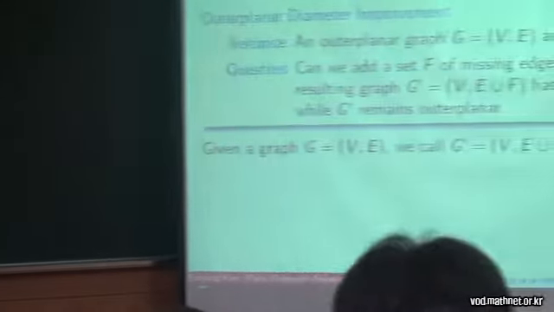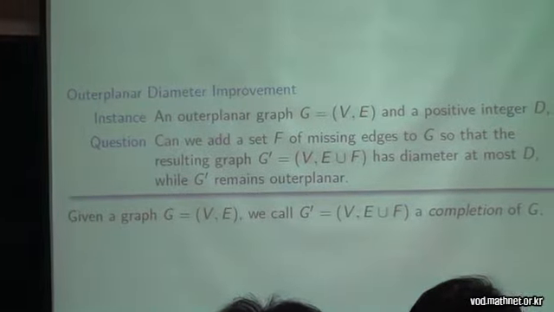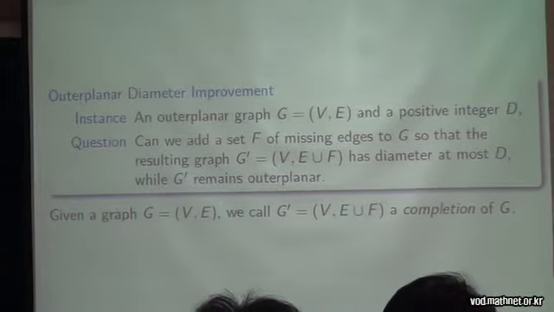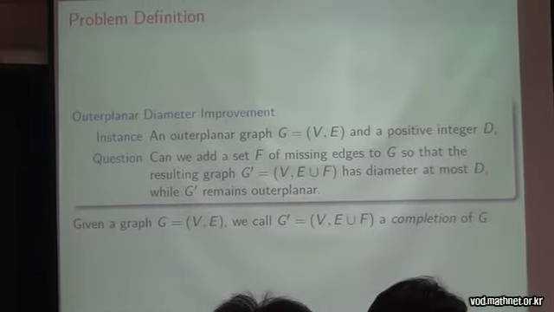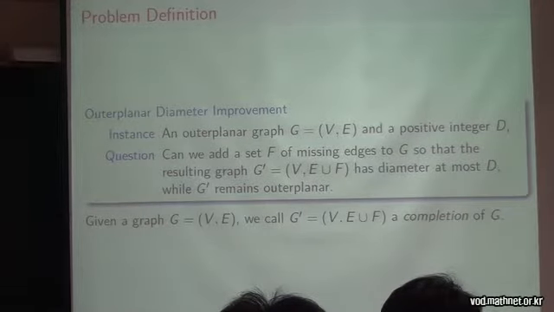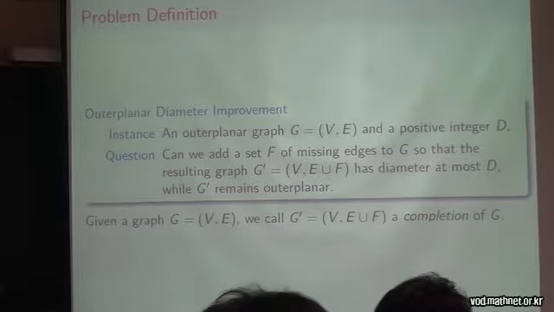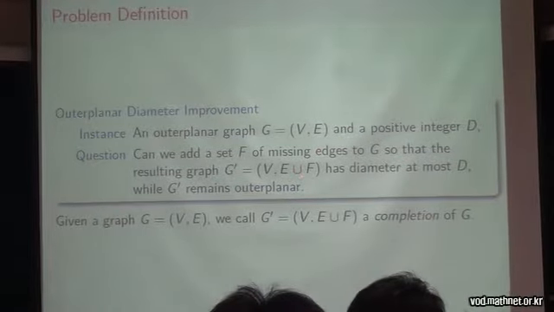Okay, so let me introduce the problem first. It's a graph problem. The instance is an outerplanar graph, and there is a positive integer d. The question is whether we can add a set of edges which doesn't exist in the original outerplanar graph, such that the resulting graph G prime with these newly added edges has diameter at most d, while G prime remains an outerplanar graph.